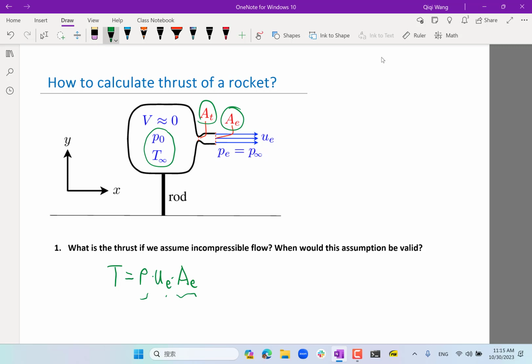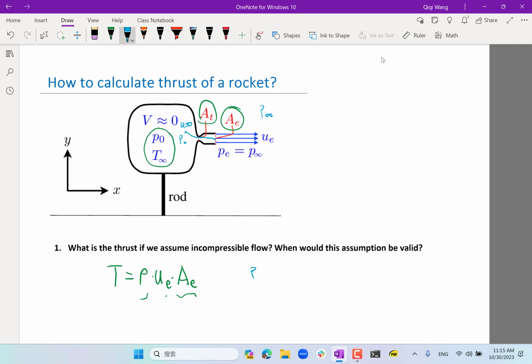Yeah, use Bernoulli again. So basically, we follow a streamline that goes from the interior to the exit. Actually, let's not start all the way from the interior. Let's start from a region where we can assume a steady state flow, and end at the nozzle. If we can assume the whole streamline is incompressible and steady state, then we can use Bernoulli. Inside of here, the velocity is equal to 0, and out of here, the velocity is UE. And inside of here, the pressure is P naught, and out of here, the pressure is P infinity.